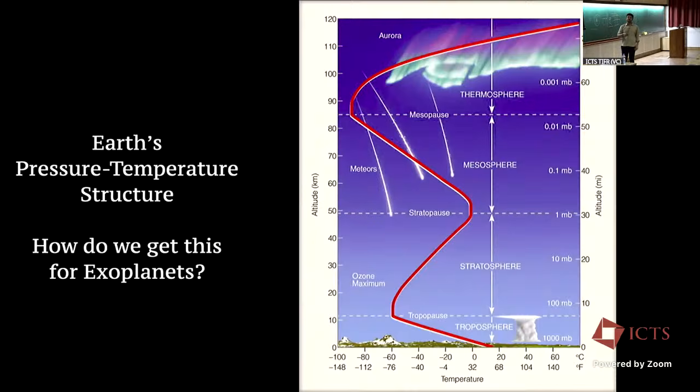My question was basically, if you're modeling exoplanets with different atmospheres, like maybe a hot Jupiter or super-Earth, which pressure temperature structure will I use, or how will I get that?